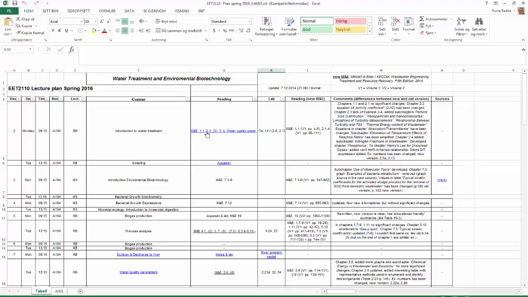And that is covered partly by a PowerPoint presentation that you can find by clicking on this link. Then you see my notes on that. But you're also supposed to and need to read these chapters in a book we often call Metcalfe and Eddy, short M and E here. So you see in the first day, you need to read chapter 1.1, chapter 2.1, 2.3, and 2.4.